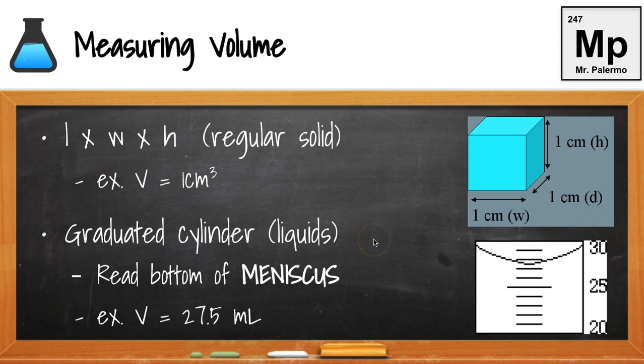If it's a liquid, we can use a graduated cylinder to measure the volume. And we read the bottom of the curved line, which is called the meniscus. So in this example here, the volume of the substance is 27.5 milliliters.